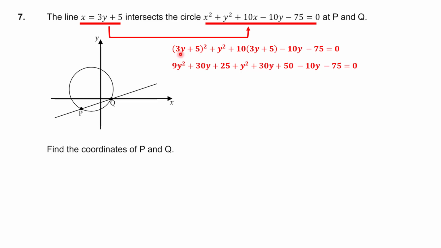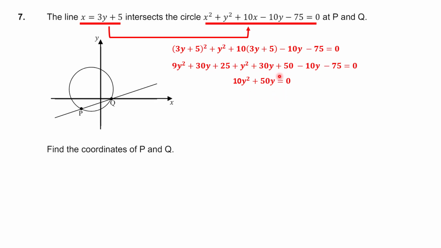You multiply the 2 in the bracket, that's 15, you double it, that's 30y, and then plus 5 squared is 25. This 10 times the bracket gives you 30y plus 50, and then we just tidy it up from here. So we've got 9y squared plus y squared, that's 10y squared. I've got 25 and 50, take away 75, so the numbers cancel out. 30 and 30 is 60, take away that, 10 is 50. So we get this expression, that equals 0.